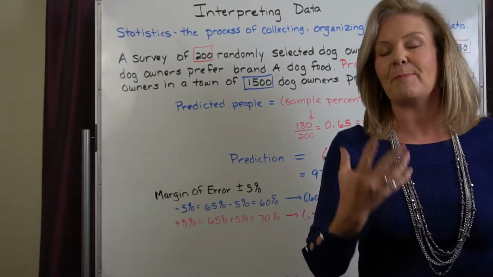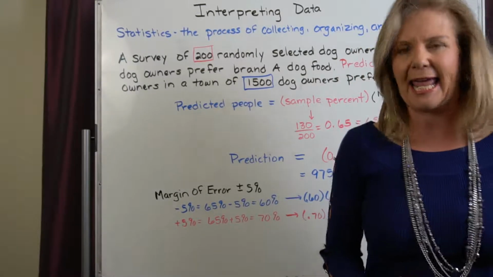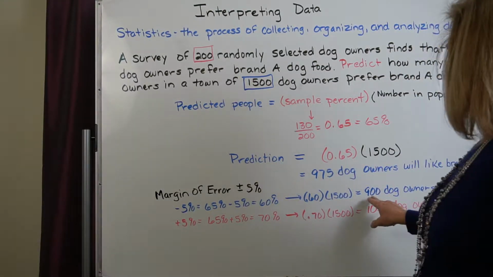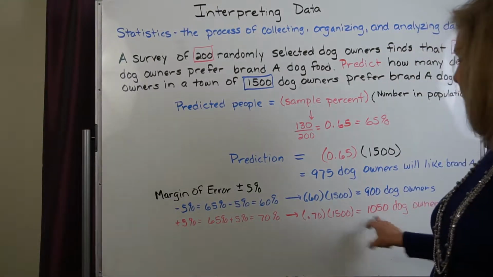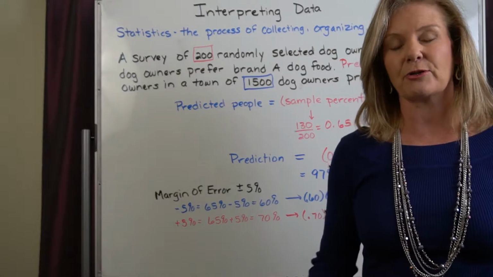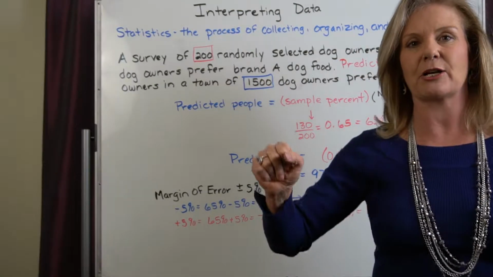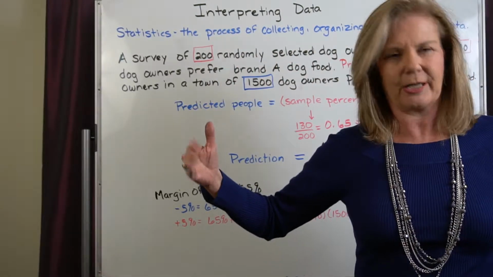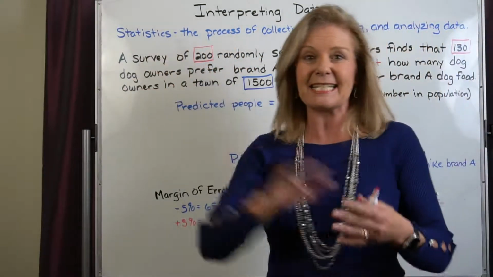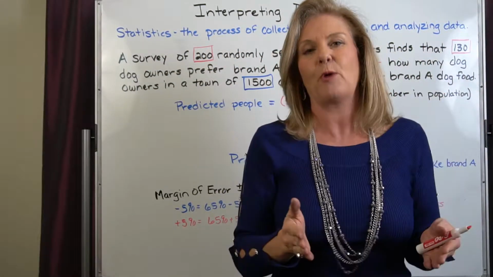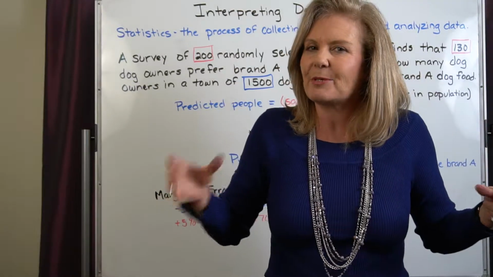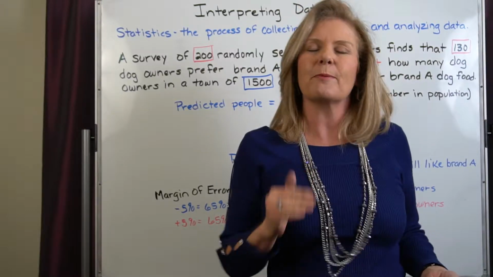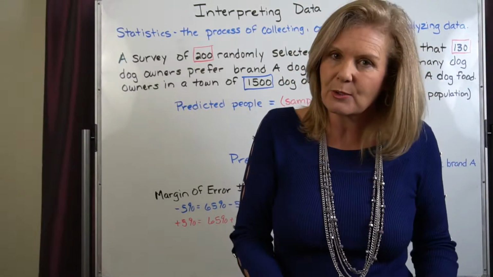So if I were the manufacturer of dog food brand A, in that town alone, I could pretty much guess that between 900 and 1,050 of those dog owners out of the 1,500 dog owners are going to like my food. Somewhere in between there, it should work. So when we're looking at statistics, it's not always that it's one exact number. It's usually a span of numbers that we can make some guesses for, because that really is what statistics is doing. We're making guesses about what we think is going to happen.